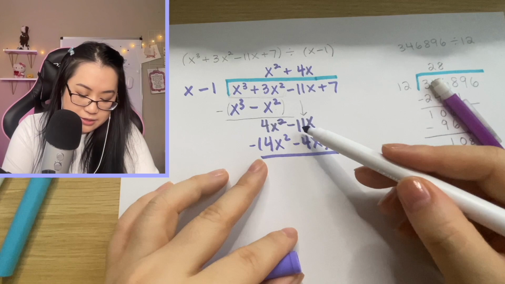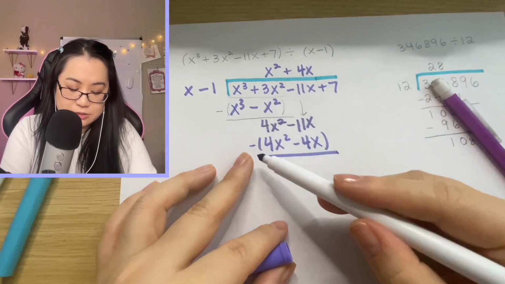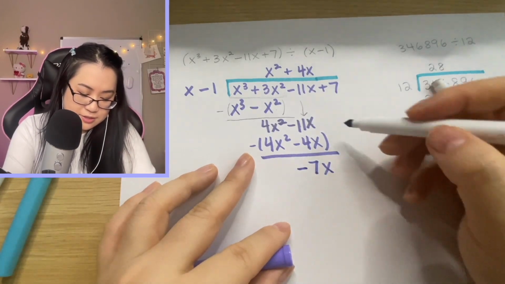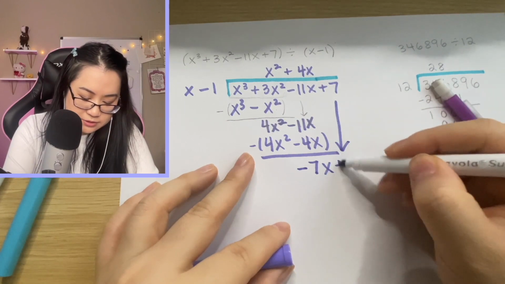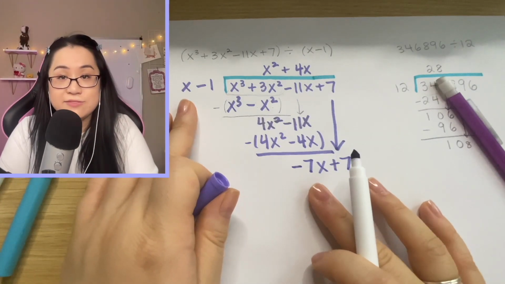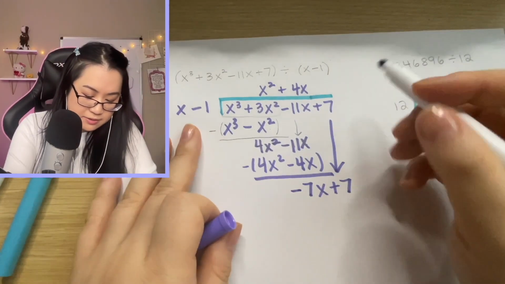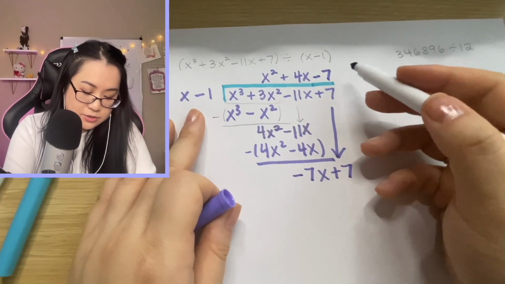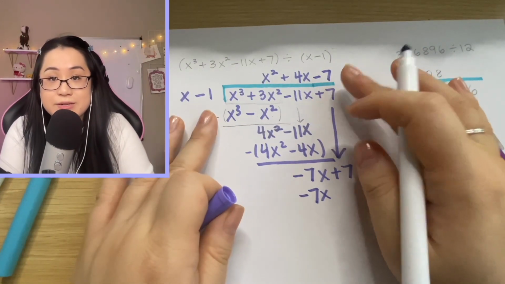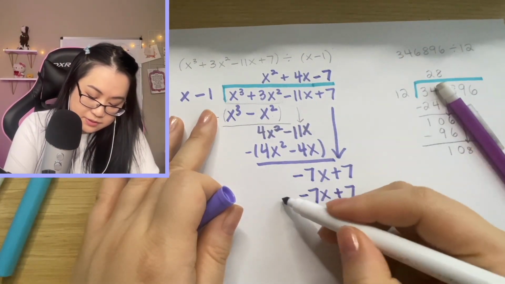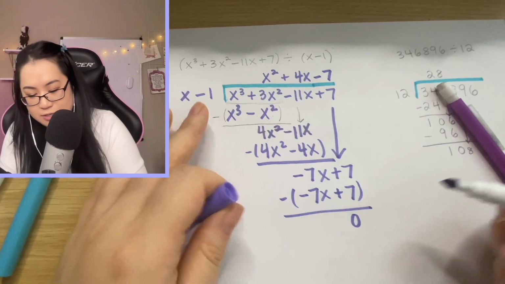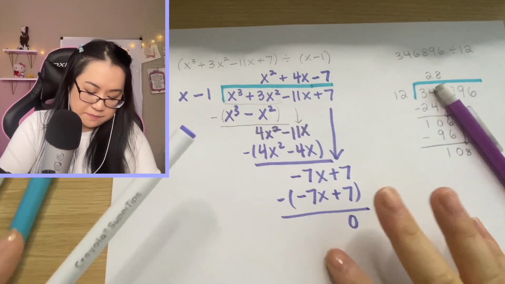And then we have negative 11x minus minus, so that's plus 4x. So that would be negative 7x. And then bring down this plus 7. And so then for the last term, we compare x with negative 7x, and that would just be minus 7. So that we have minus 7x, negative 7 times negative 1 is plus 7. And then we subtract, and that's 0. Perfect. So we have no remainder in this one.